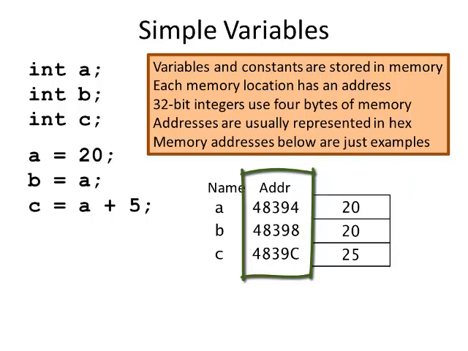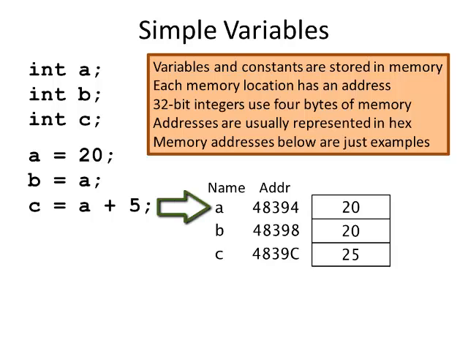Variables and constants are stored in memory. Each memory location has an address. A 32-bit integer uses 4 bytes of memory, and addresses are usually represented in hexadecimal. Memory addresses below are just examples. For example, the location for A is at memory address location 48394. B is at 48398, and C is 4839C. Since I'm working in hexadecimal, when I add 4 to each location, the last one ends up with a 4839C.